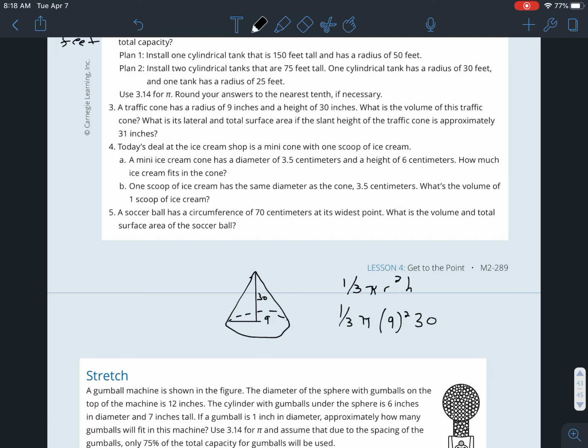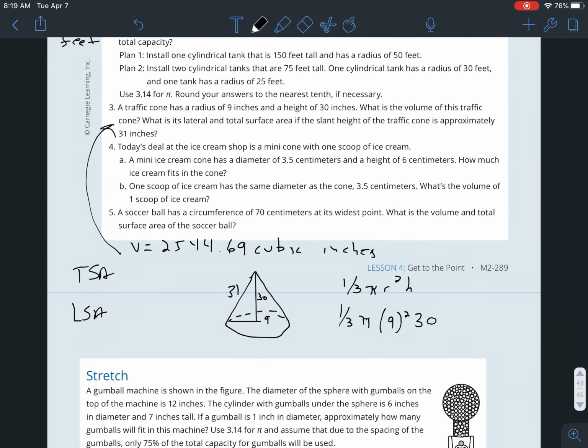So 1/3 times pi, parentheses, close parentheses, 9 squared times 30 will end up giving us a volume. I'm going to put an arrow down here so we can see. Volume equals 2544.69 cubic inches. Now let's look at the lateral and total surface area. The slant height is 31 inches, so I'm going to put total surface area and lateral surface area.